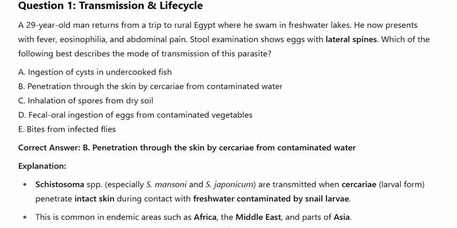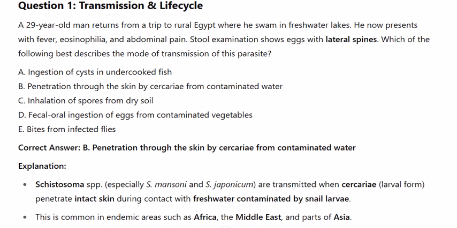A 29-year-old man returns from a trip to rural Egypt where he swam in freshwater lakes. He now presents with fever, eosinophilia, and abdominal pain. Stool examination shows eggs with lateral spines. Which of the following best describes the mode of transmission of this parasite?